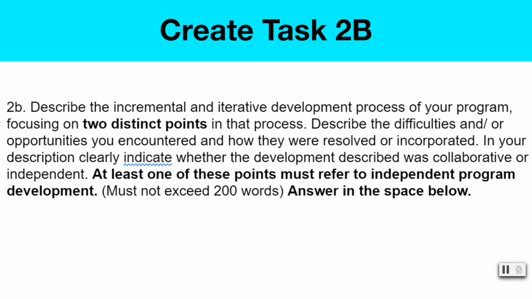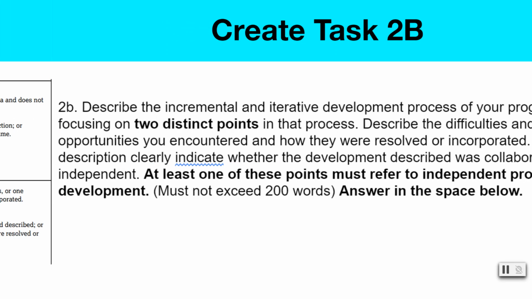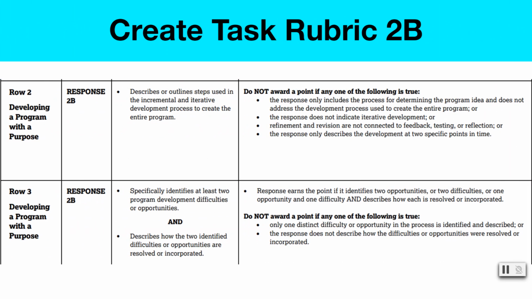So, create task 2B. Describe the incremental and iterative development process of your program, focusing on 2 distinct points in that process. Describe the difficulties and/or opportunities you encountered and how they were resolved or incorporated. In your description, clearly indicate whether the development described was collaborative or independent. At least one of these points must refer to an independent program development. There's a lot of things they're asking you to do there, and I want to make sure everyone understands exactly what you need to do to get the full points for 2B. Remember, 2B is 2 rows, meaning it is 2 points.